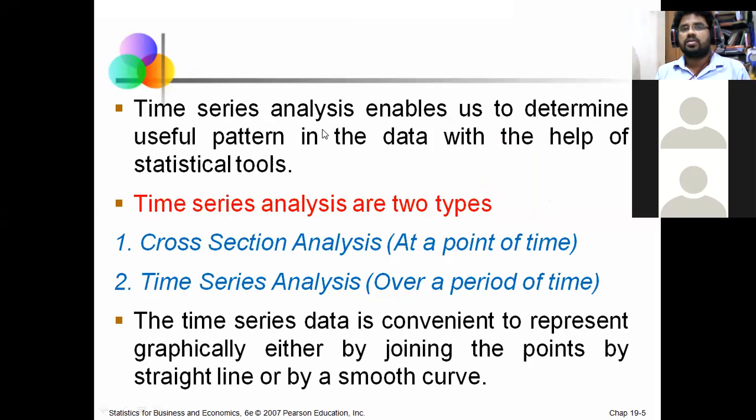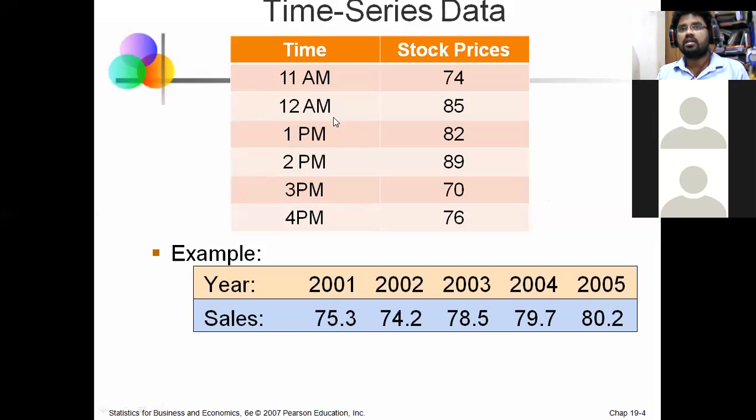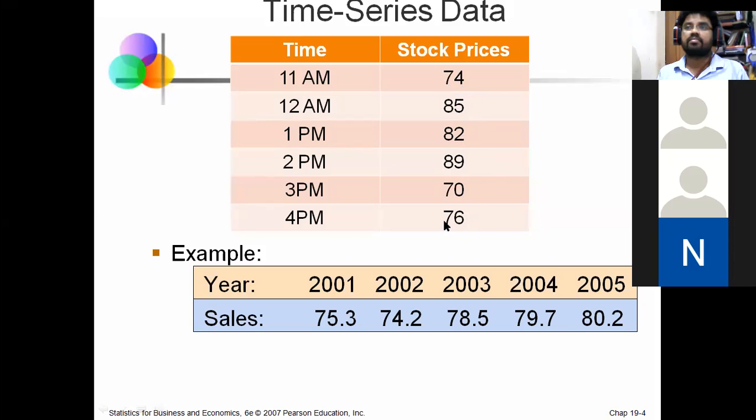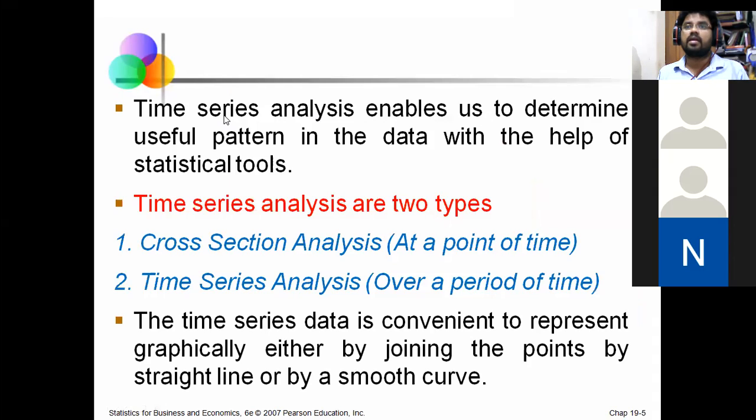As I told you, time series analysis enables us to determine useful patterns. When you look at this time series data, we can easily understand the pattern, whether it's an increasing trend or a decreasing trend. For example, if you observe this one, 74 to 75, and then it decreases, and decreases. So over a particular period, we can come to know what the trend is. So time series analysis enables us to determine the useful pattern in the data with the help of statistical tools. There are some statistical tools which will analyze the time series data.